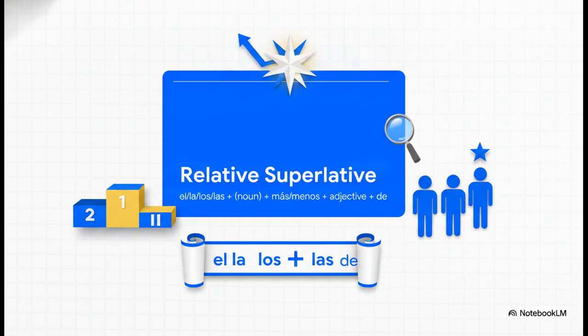Okay, so what if you want to say someone is the most or the least in a whole group? That's called a relative superlative. You literally just take your comparative and slap the definite article on the front, el, la, los, or las, plus de for the group. So, Ana es la estudiante más inteligente de la clase. Ana is the smartest student in the class. And those MPMM irregulars, they totally work here too. Just add the article. El mejor simply means the best.